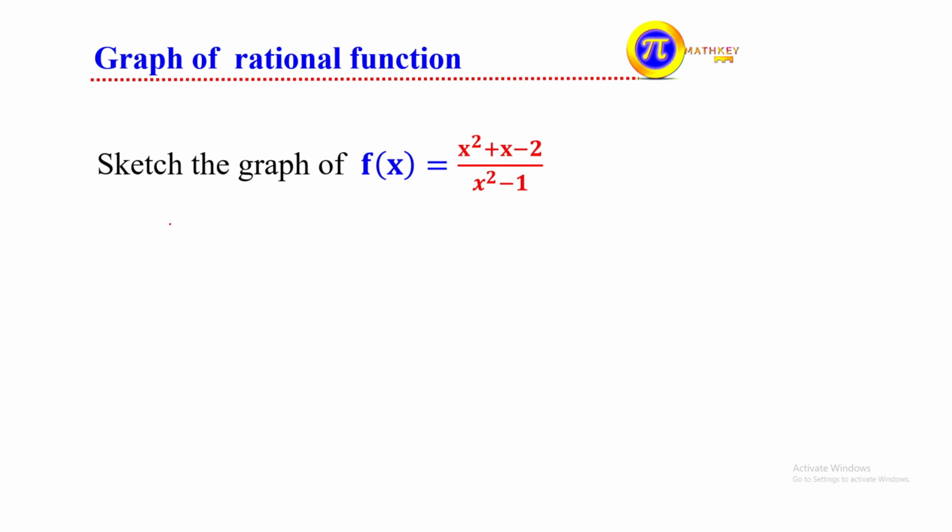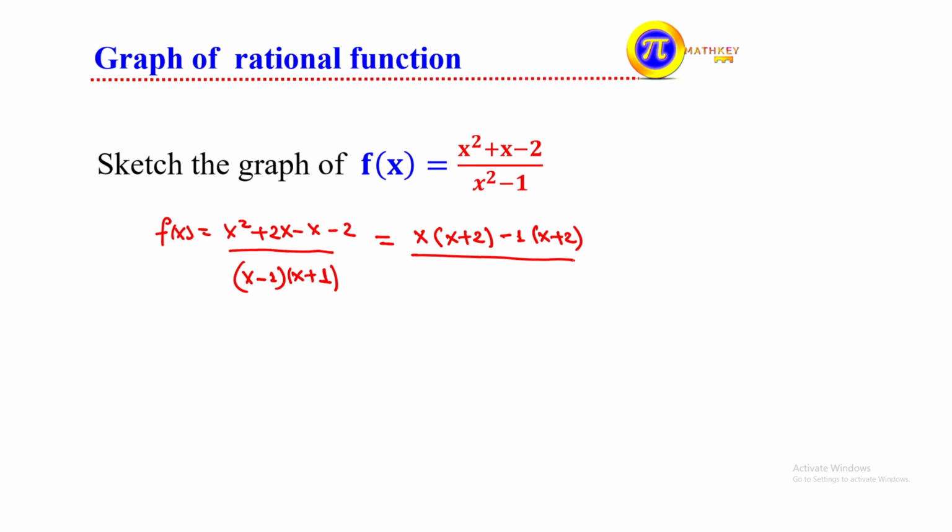This means f of x is equals to x squared plus x minus 2, which we can factorize. X squared plus 2x minus x minus 2, divided by the denominator x minus 1 times x plus 1. From the numerator, what is common for the first two terms? x is common, x into x plus 2, and from the last two terms minus 1 is common, so it becomes x plus 2. So this is equals to x plus 2 times x minus 1, divided by x minus 1 times x plus 1. We can factorize like this.